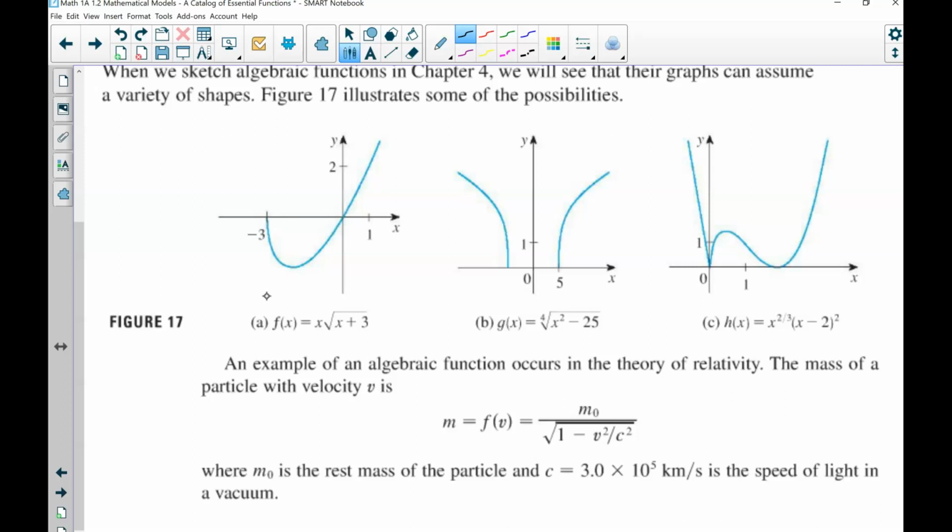Now, an example of an algebraic function occurs in the theory of relativity. The mass of a particle with the velocity v is the following, where m is equal to f of v, which is equal to m naught divided by the square root of 1 minus v squared over c squared. So therefore, m naught is the rest mass of the particle, and c is equal to 3.0 times 10 to the 5th kilometers per second, the speed of light in a vacuum.